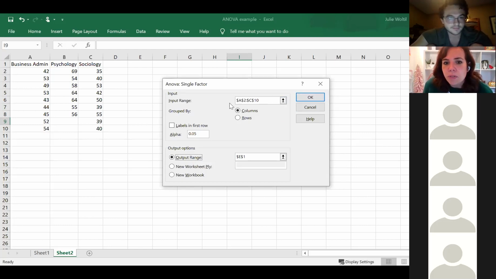Next, this probably won't be filled in for you guys, but I ran this analysis earlier, so that's why it's in. But the way you would do that is you click here and you want to select, starting at cell A2, all the way down to cell C10. Okay.